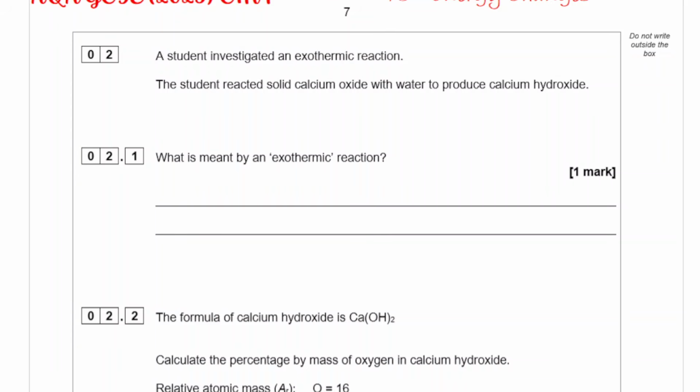In an exothermic reaction, energy is transferred to the surroundings, or in simple terms you could say heat is given out or releases heat.